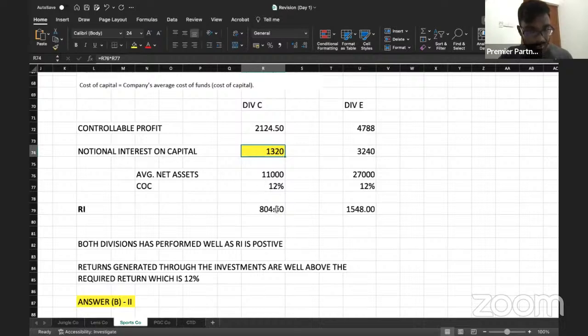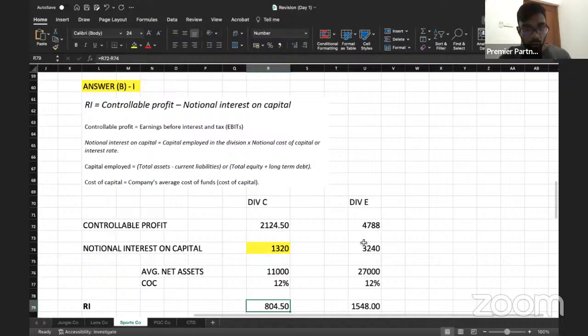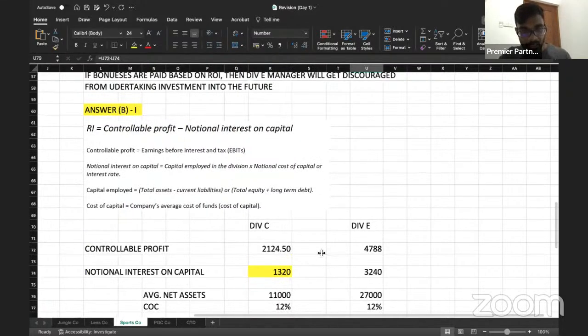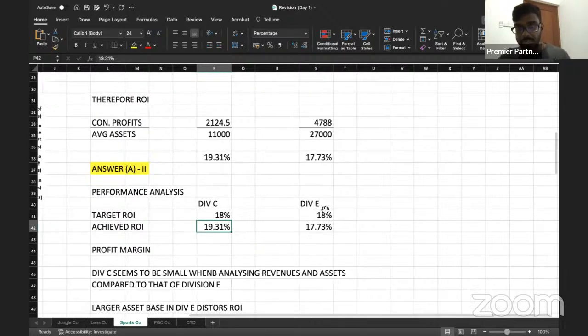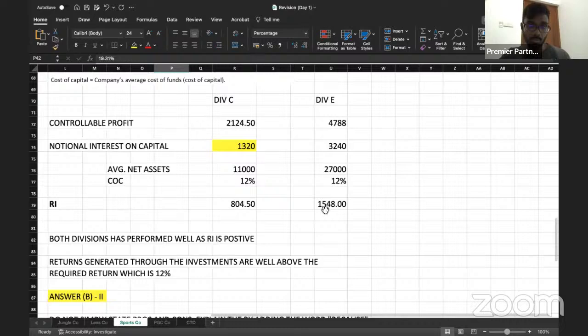Do you understand that? Yeah. So you can clearly see that RI of division E is higher, but ROI of division E is lower, ROI of division C is higher. So two methods are providing conflicting resolutions. According to ROI, division C is good. According to RI, division E is good. Does that make sense? Yeah.